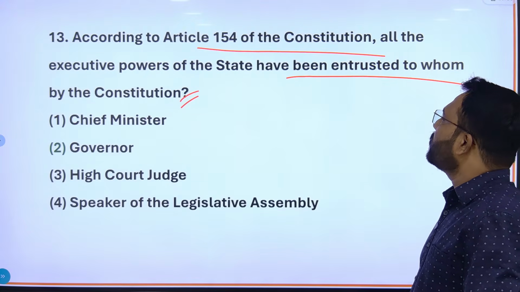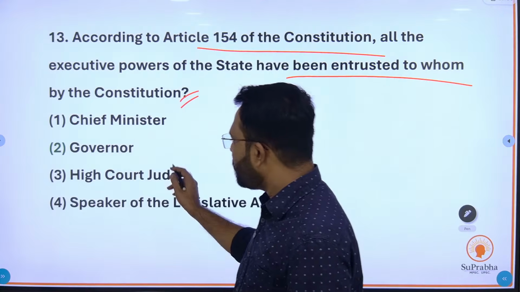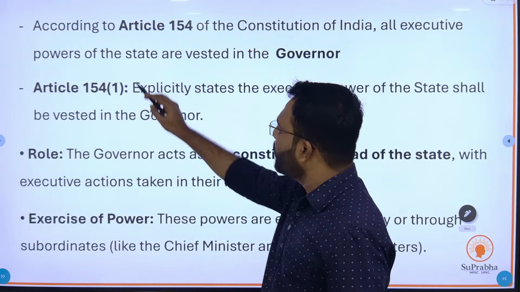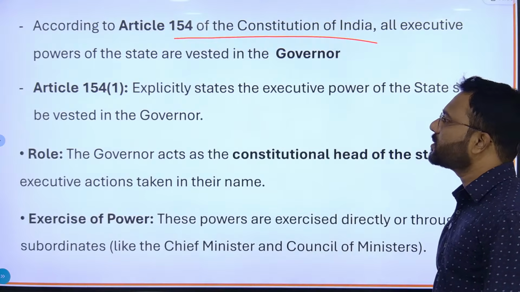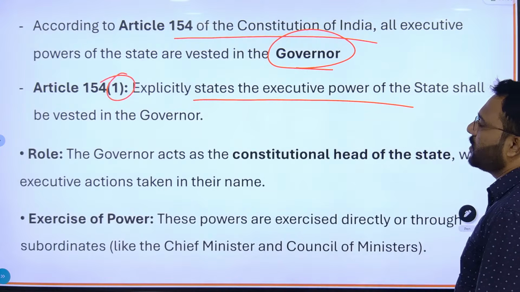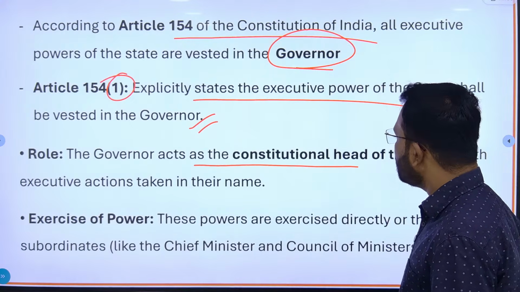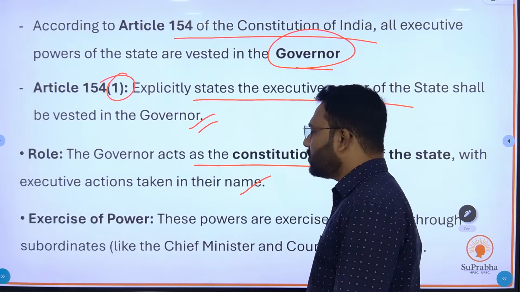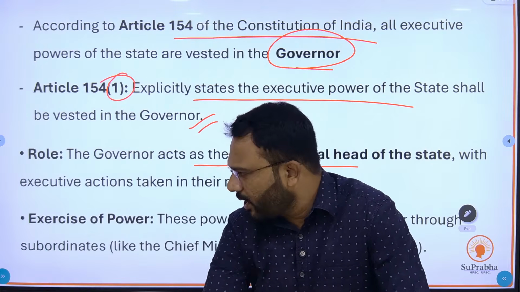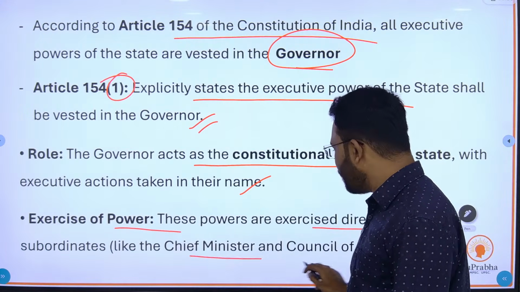According to Article 154 of the Constitution, in whom does executive power rest in the states? The right answer is option number 2, Governor. Fine. According to Article 154 of the Constitution of India, all executive powers of the states are vested in the Governor. Article 154 clause 1 explicitly states the executive power of the state shall be vested in the Governor. The Governor acts as the constitutional head of the state with executive actions taken in his name. तर constitutional head कोण असतो? Constitutional head of the state is the Governor. These powers are exercised directly or through subordinates like the Chief Minister or Council of Ministers.